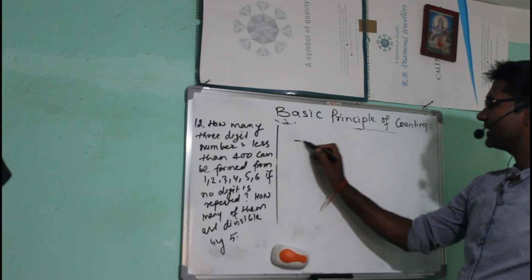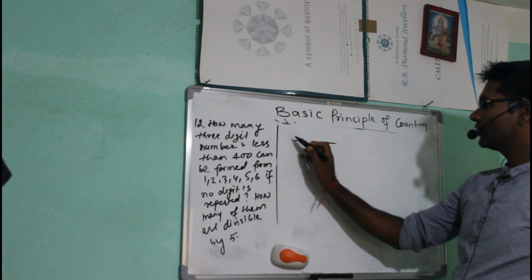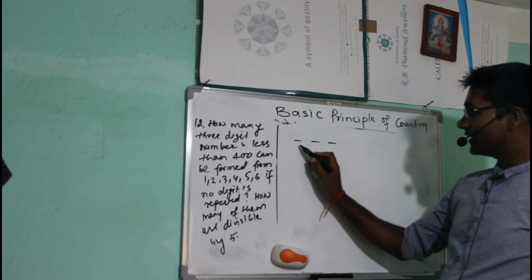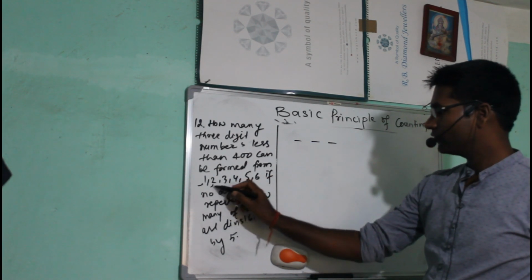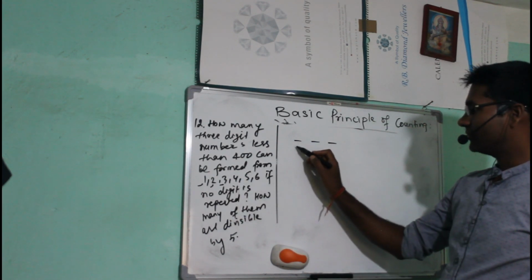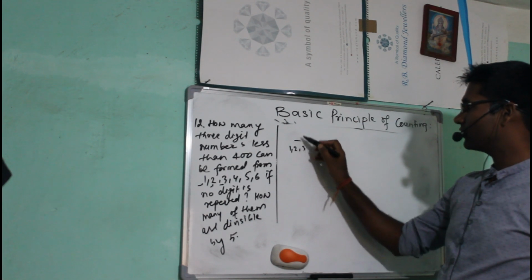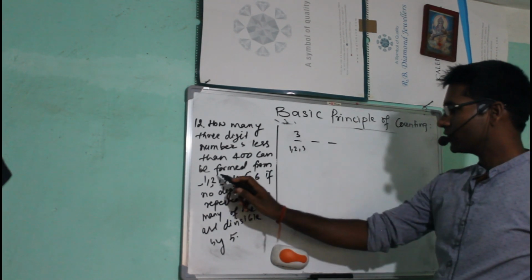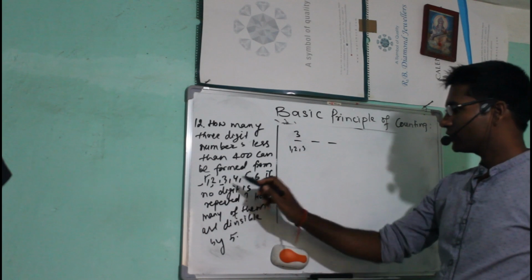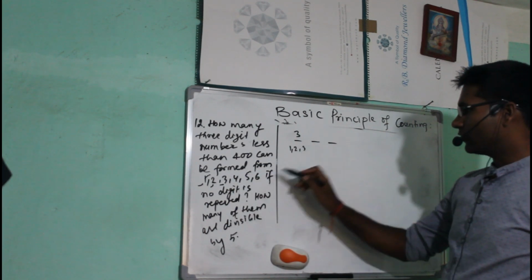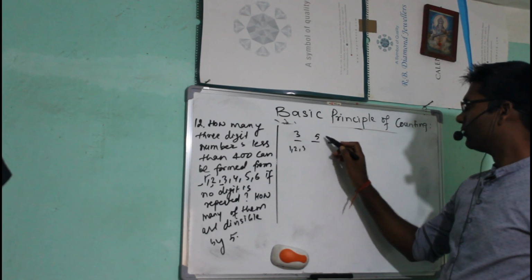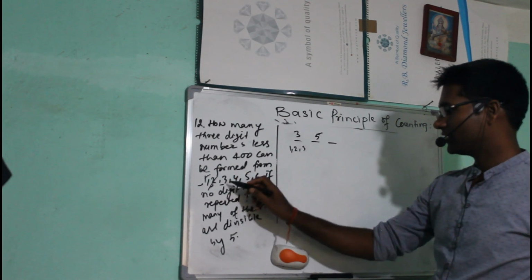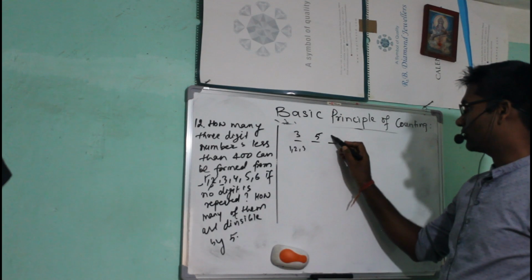We have to form 3-digit numbers, remember, right? But it should be less than 400, so we can have only choices 1, 2, 3 for 100 place. So there are 3 choices. Now suppose you have chosen 1, so the remaining will be out of 1, 2, 3, 4, 5.